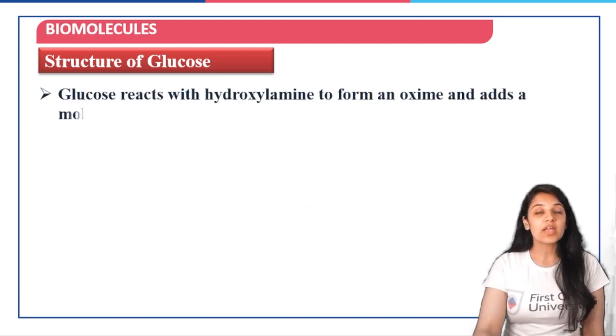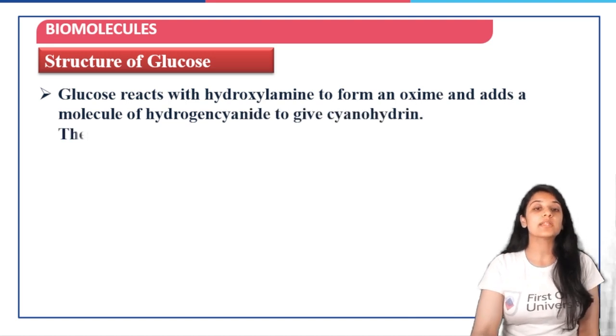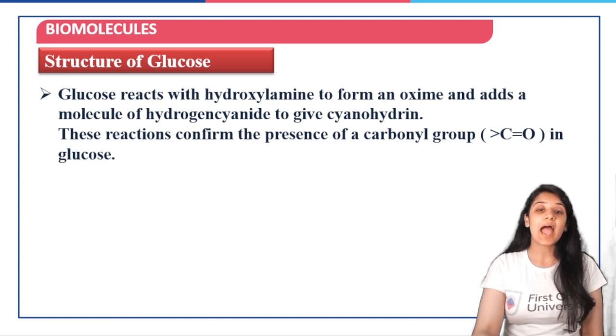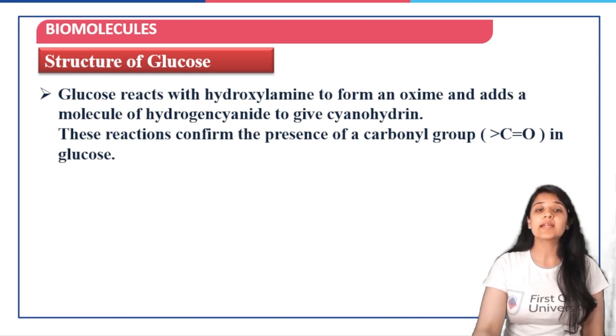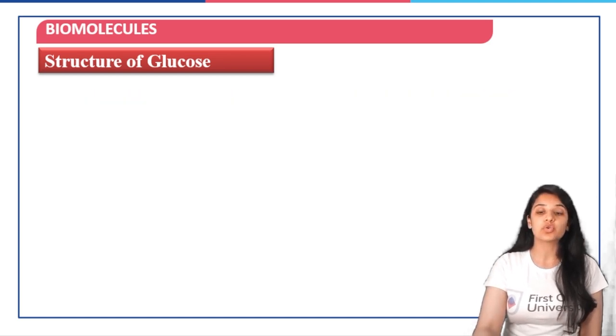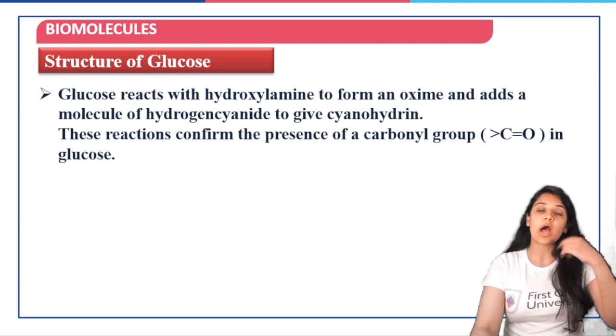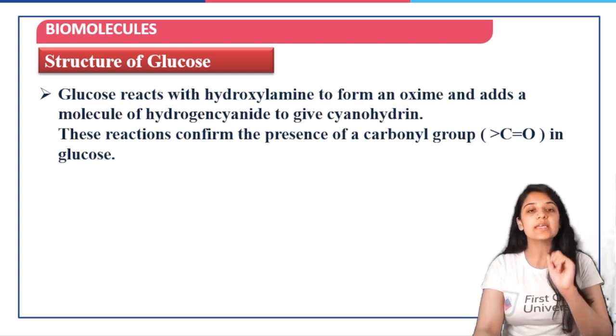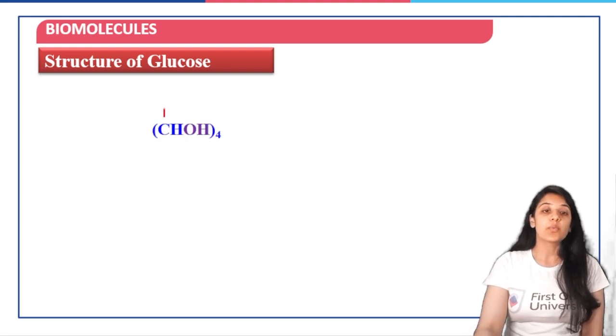Then the second reaction which was carried out was the reaction with hydroxylamine, where it formed oxime as the product, and it also adds a molecule of hydrogen cyanide to give cyanohydrin. These reactions confirm the presence of a carbonyl group in the glucose molecule. So how did we get to know that there is a C=O group present? Through these two reactions.